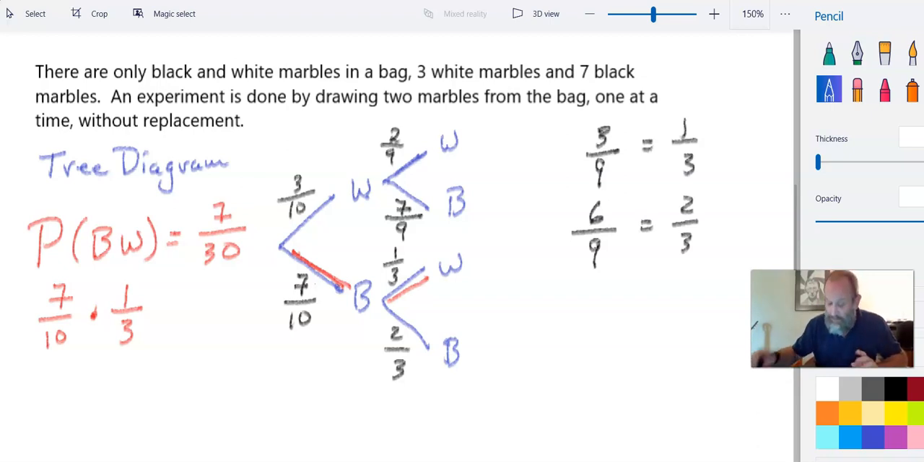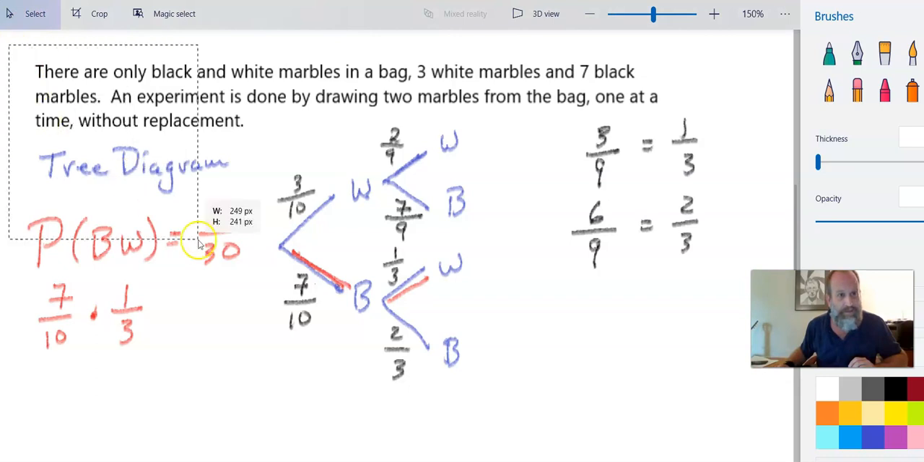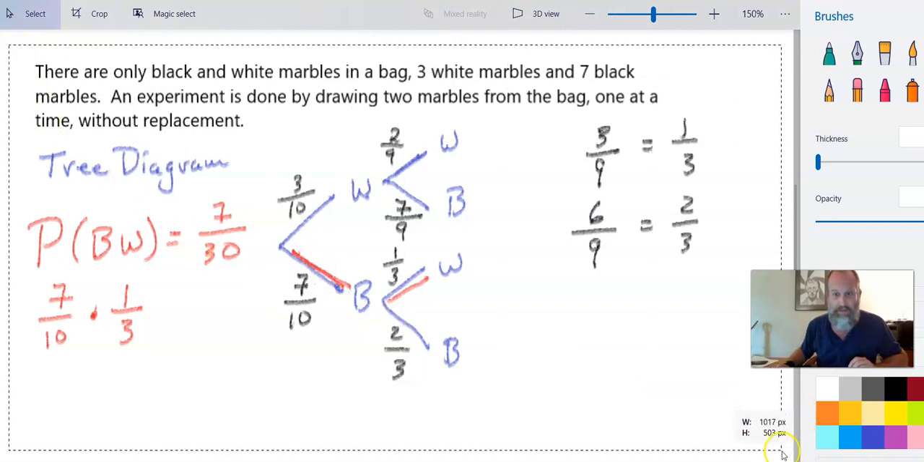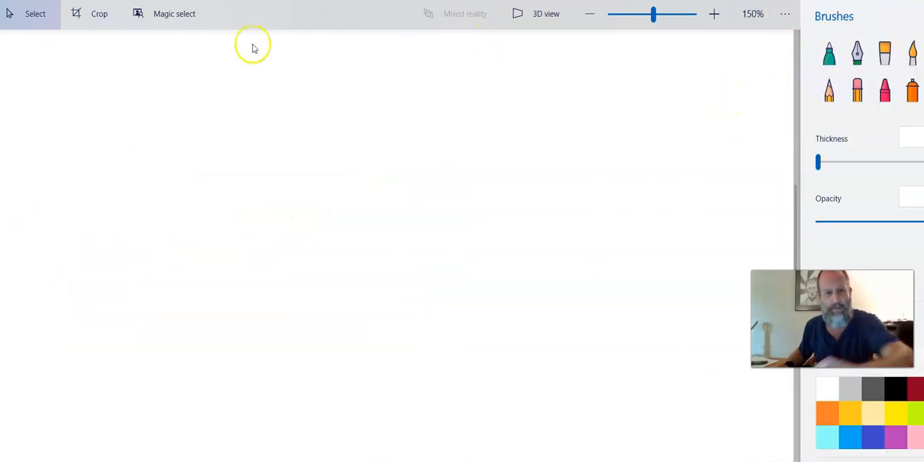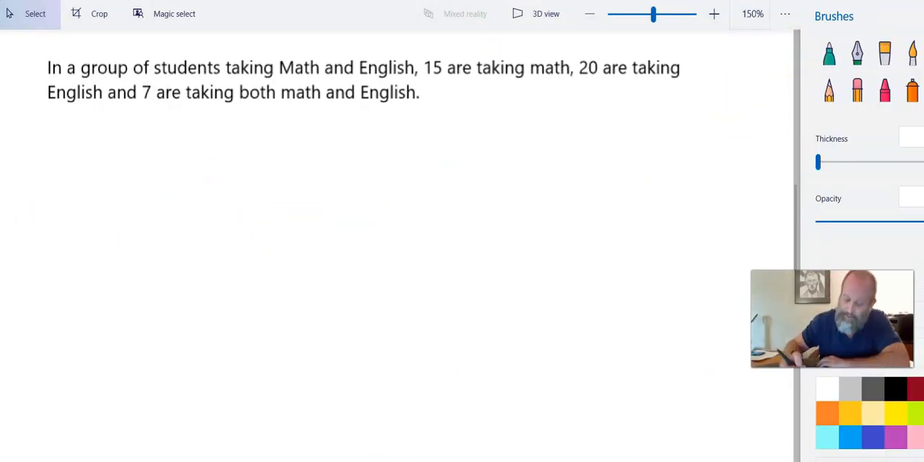Okay, so I want to go ahead and take a look at another example now. So let's go ahead and erase all this. There we go. Okay, and then for our last example here, this is going to be an example of using a table to figure out your probabilities. And so we're going to actually create a little table.